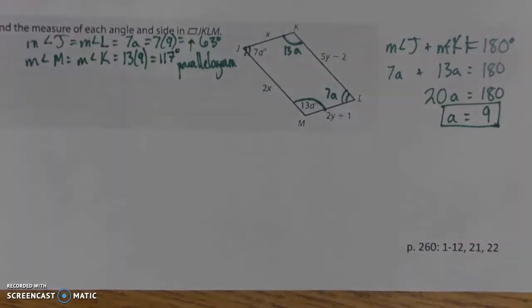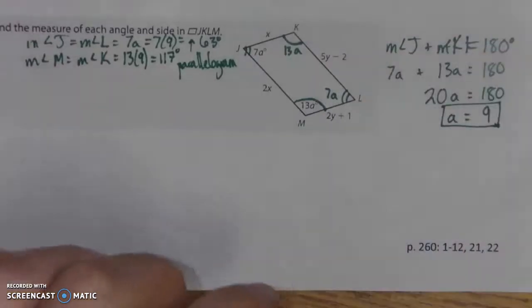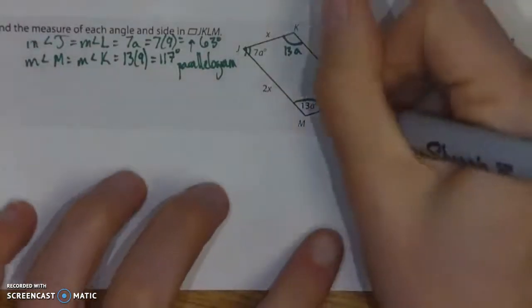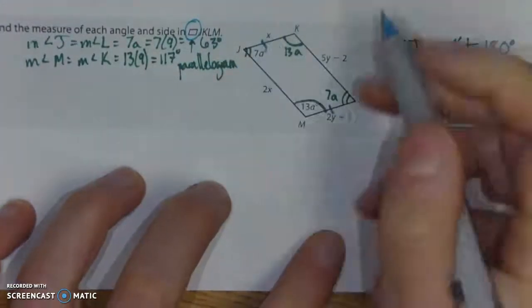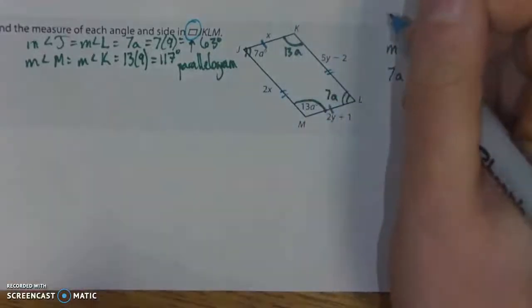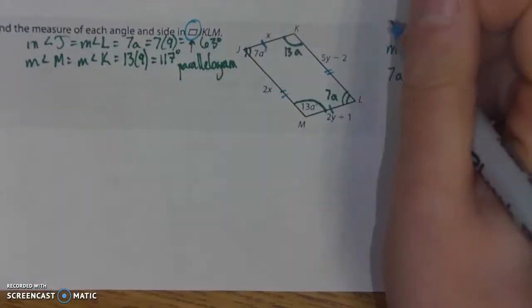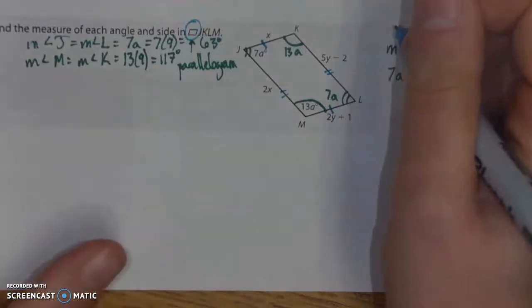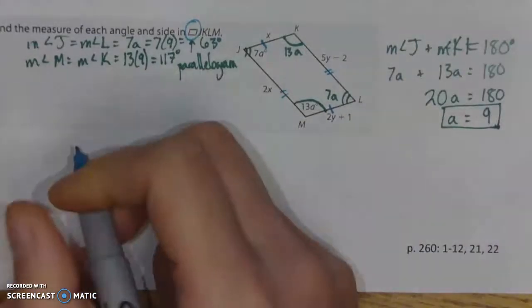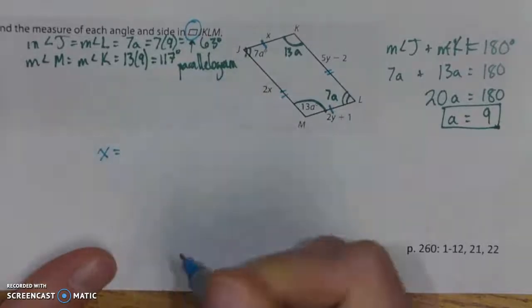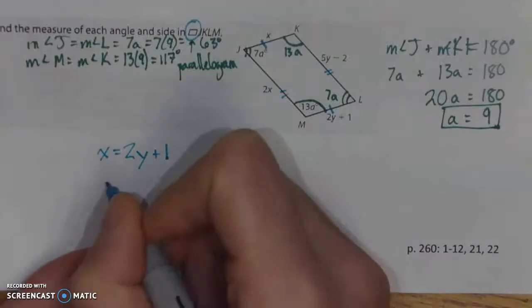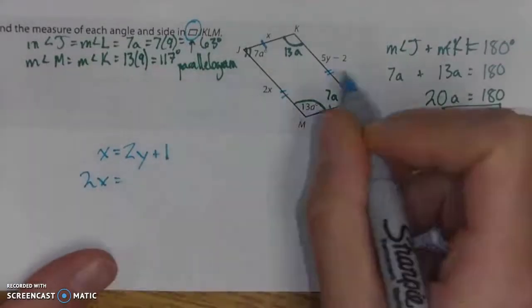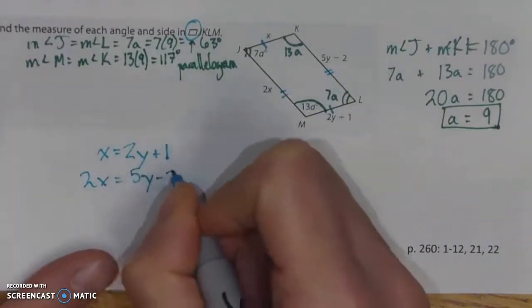Now we're up to our final step. I found all of my angles there. I just need to find my sides. So don't forget your markings. Since this is a parallelogram, it's told to us in the problem, I can mark opposite sides as equal. So in the end, I end up with a few equations. First off, I know that x is equal to 2y plus 1. I also know that 2x is equal to 5y minus 2.